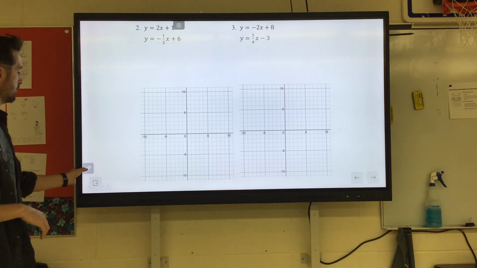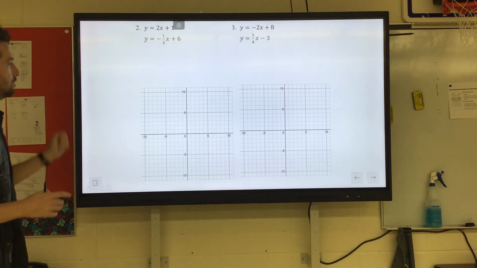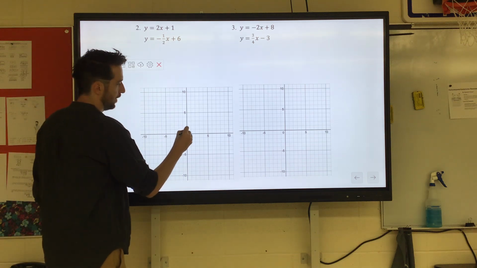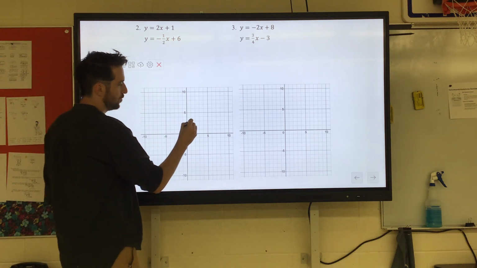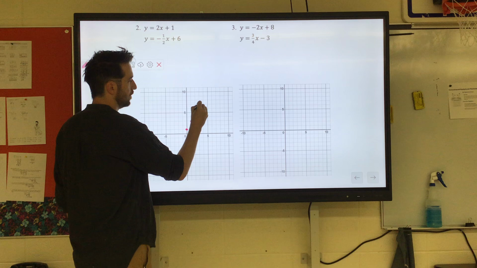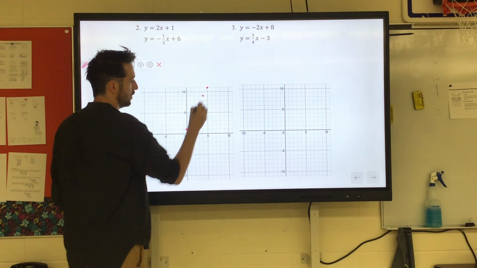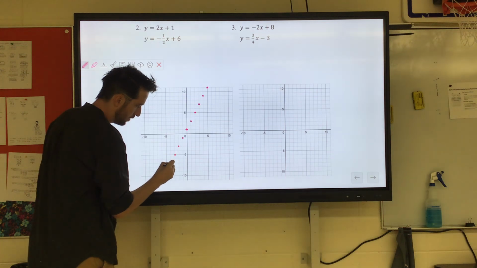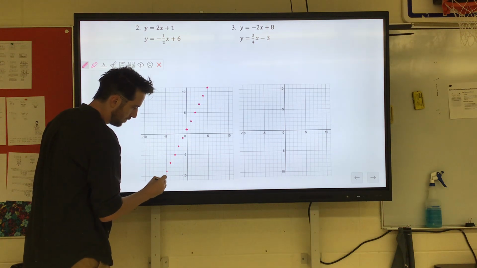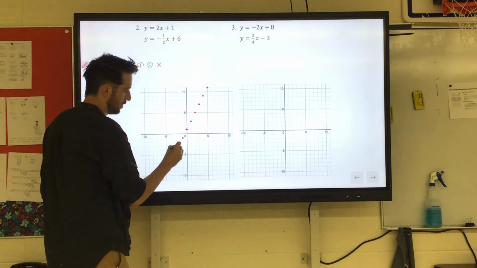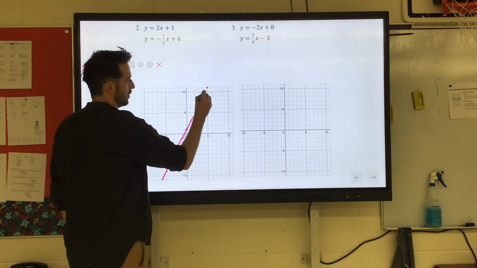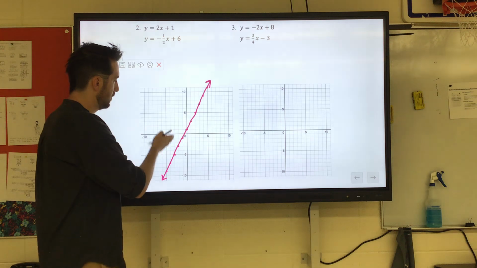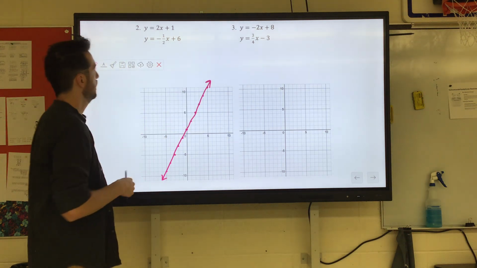Ooh, y equals 2x plus 1. You start with the y-intercept. Start at 1. And then your slope's 2, so you go up 2 over 1. Could also go down 2, left 1. Look at that. I can't use a ruler on the board, so my lines always look wibbly and wobbly.